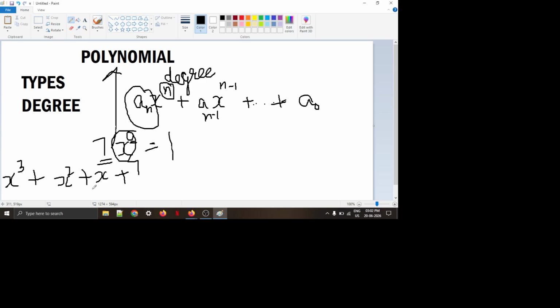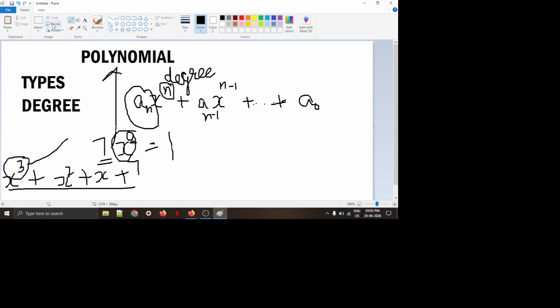Let's take this polynomial, x cube plus x plus 7. The highest power of x is 3, so here the degree is 3. So this is about the types and degree of the polynomial.